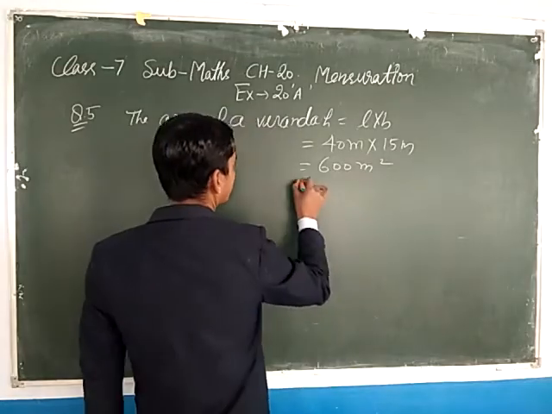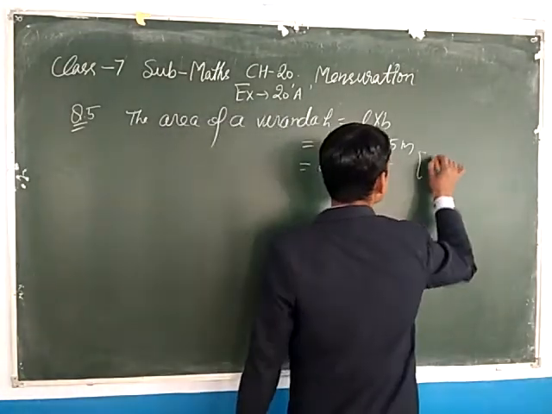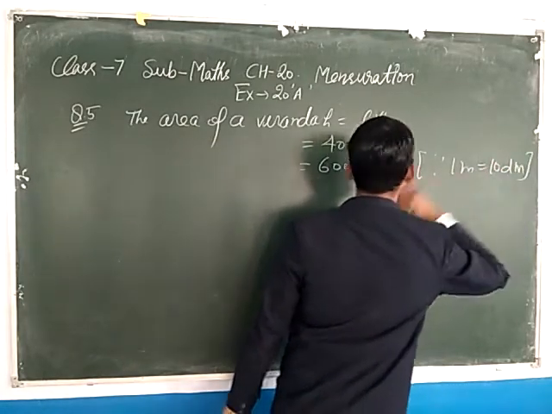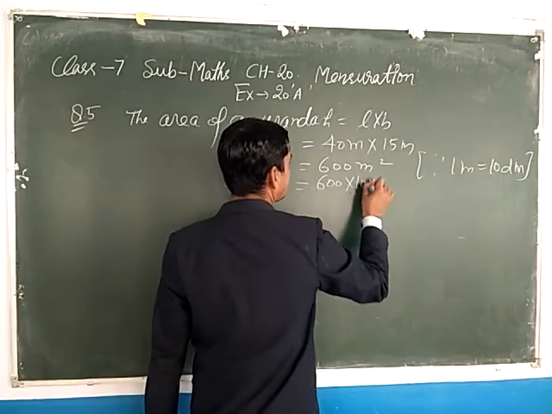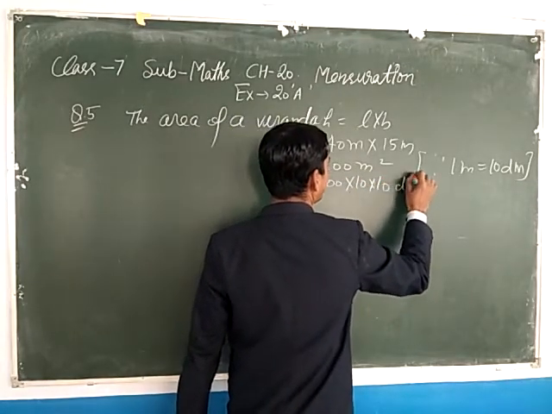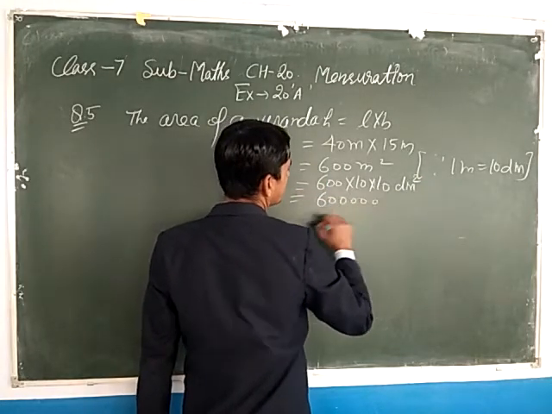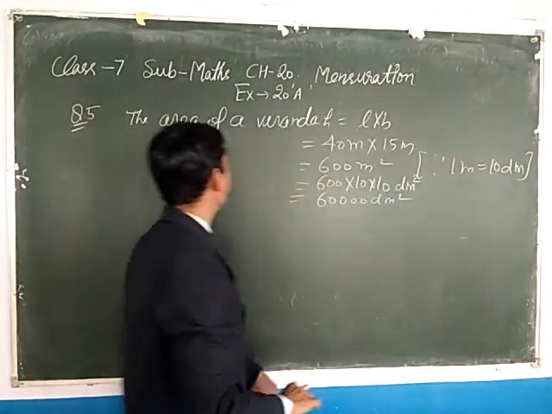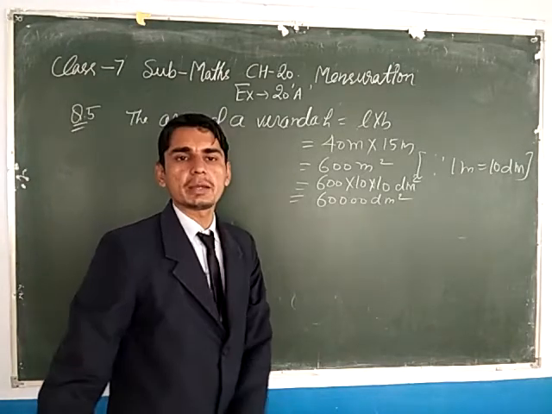Convert into decameter. So you know very well 1 meter equals 10 decameter. Okay, so 600 multiply 10 and multiply 10 decameter square. So 60,000 decameter square. Area of a veranda equals 60,000 decameter square.